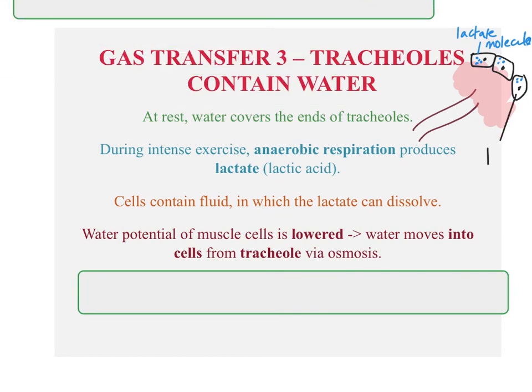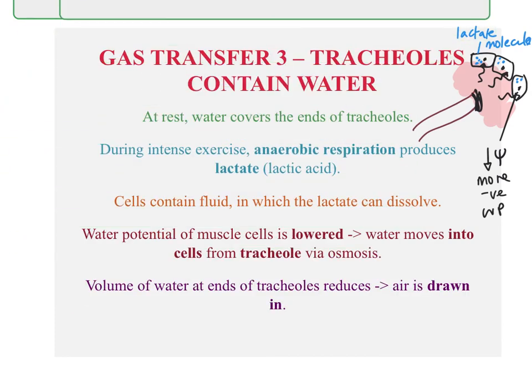potential in these cells. So they've got a lower water potential, and remember that a lower water potential means a more negative water potential. What that means is that all of the fluid that's covering the end of the tracheoles is going to want to move by osmosis into the cells. In doing that, the volume of the water found at the ends, now that it's moved via osmosis away from the tracheal ends, increases the space that we've got there to draw air in, like a sucking motion, like a straw. And this is a mechanism that, again, helps transfer gases in the insect.